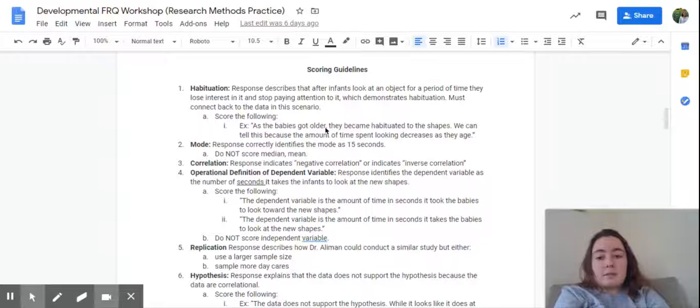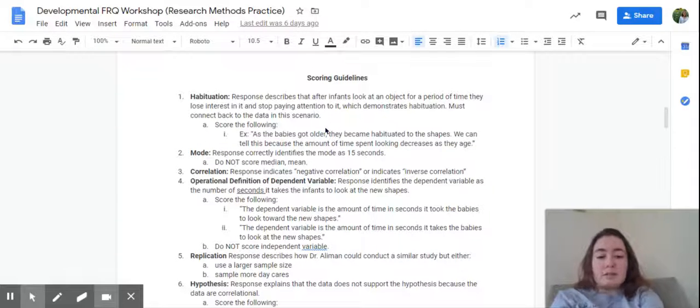So here with habituation, you want to say that the babies are demonstrating habituation because they're paying less attention to the shapes over time and repeated presentations of them. So as long as you're saying something along the lines of as the babies get older, they're habituated to the shapes because they're spending less time looking at them as they get older, that's good to go. You can't just say they became habituated to it. You need to explain what that means.